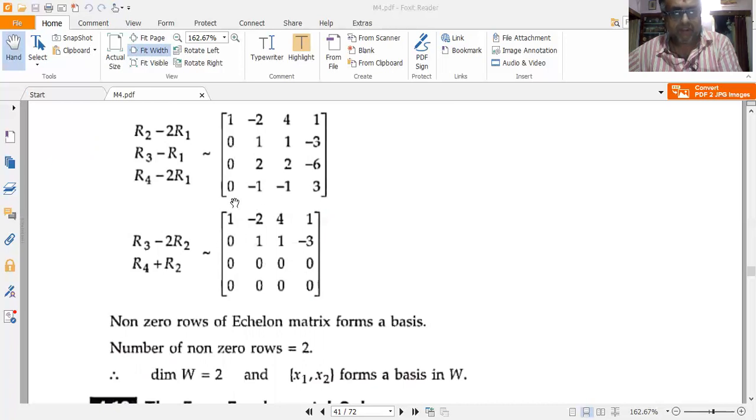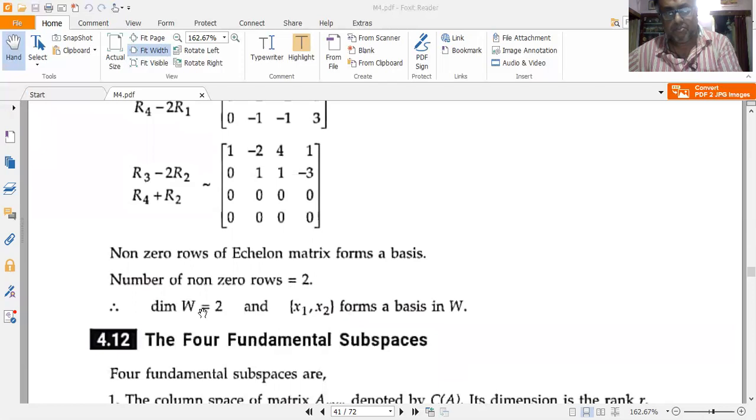Again, R4 plus R2. Now I am adding, so please be careful. 0 plus 0, 0. Minus 1 plus 1, 0. 1 plus minus 1, 0. Minus 3 plus 3, 0. So the number of non-zero rows is only 2. So the dimension of W is equal to 2, and hence X1 and X2 form a basis in W. So these are the problems.